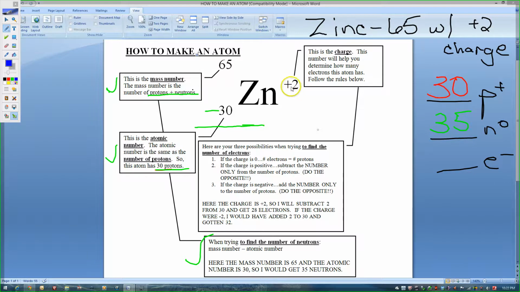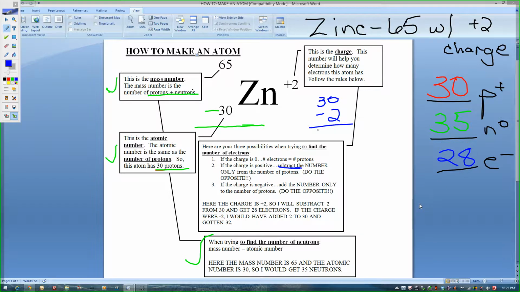So if this had been 0, we'd have 30 electrons just like protons, because 30 and 30 would balance each other out. But we have a positive charge. So if the charge is 0, they equal each other. But if the charge is positive, like in this example, and we do the opposite, that means subtract. And if we subtract 2, well, what are we subtracting it from? We're subtracting it from the protons, the atomic number. So 30 minus 2 is 28.